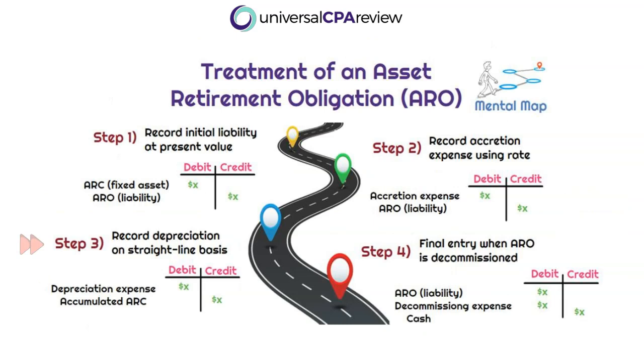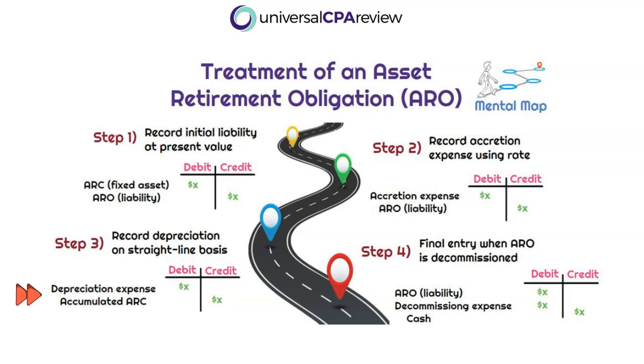So moving on to step number 3 in our mental map, this is where we record depreciation, and it's almost always going to be on a straight line basis. Right, so remember how we placed that asset retirement cost, which is a fixed asset on the balance sheet. Well, now we need to depreciate it just like all of our other fixed assets, right? And so the journal entry we record would be the same as any other depreciation journal entry, right?